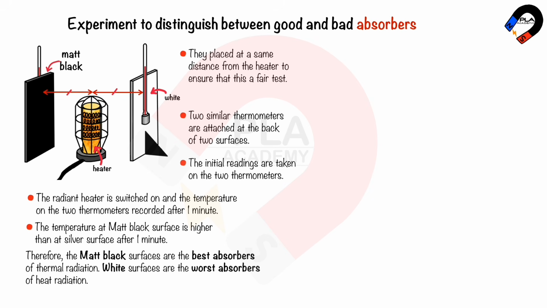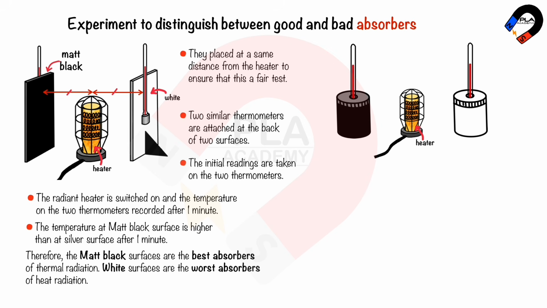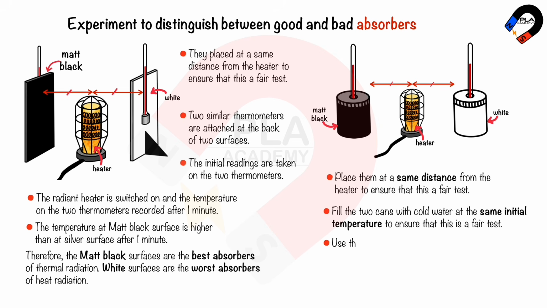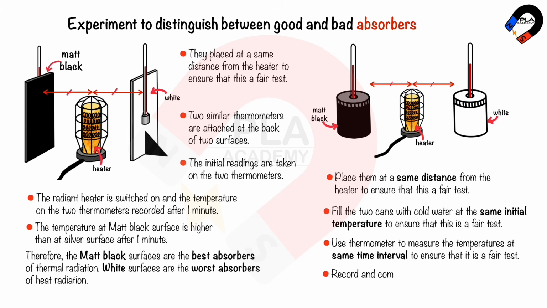Another experiment to investigate the absorbers of thermal radiation. Set up the experiment as shown. One can has a matte black surface, and the other can has a white surface. Place them at the same distance from the heater to ensure that this is a fair test. Fill the two cans with cold water at the same initial temperature to ensure that this is a fair test. Use a thermometer to measure the temperatures at the same time interval to ensure that it is a fair test. Record and compare the results.